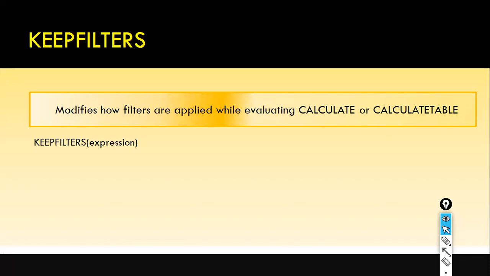Any idea? Did you watch my video, the previous batch video? So this is to preserve the current filters. This DAX function is used to preserve the current filters. Let's say you have a scenario where you want to combine multiple filters; that kind of situation, this is helpful. I'll just show you with one example. With the demonstration, you should be able to understand.